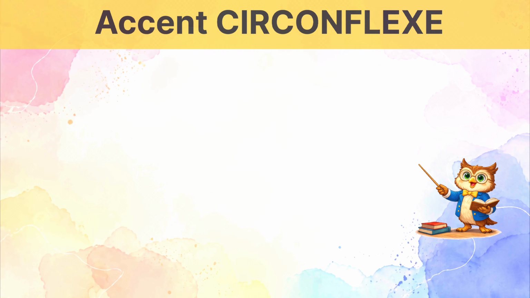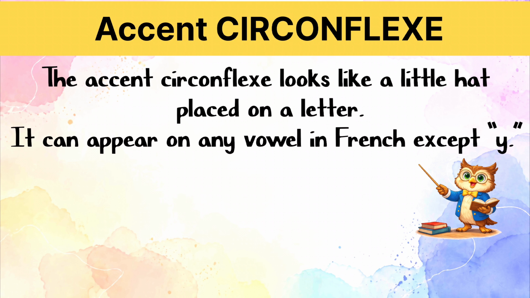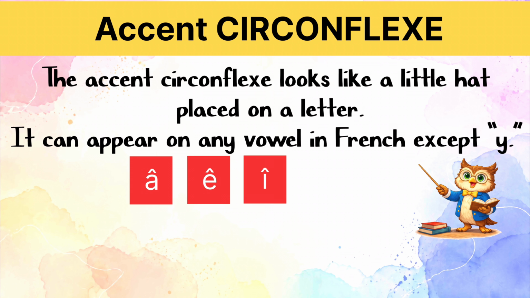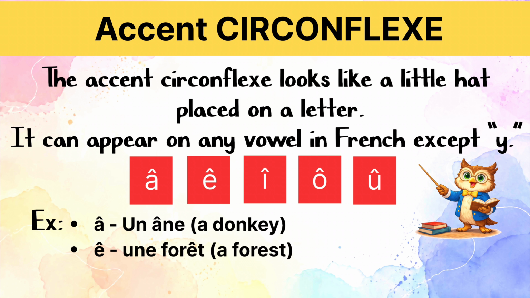What is accent circumflex? The accent circumflex looks like a little hat placed on a letter. It can appear on any vowel in French, except Y. This gives us A, E, I, O, U. Examples: A, un âne, et une forêt.